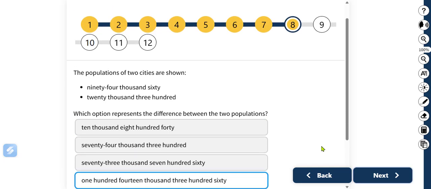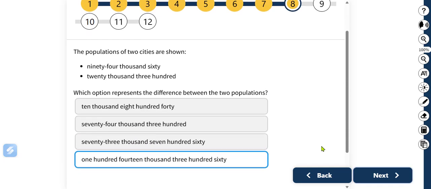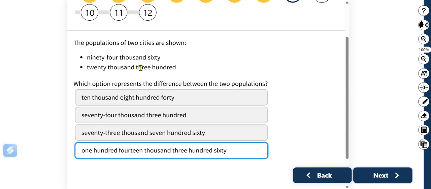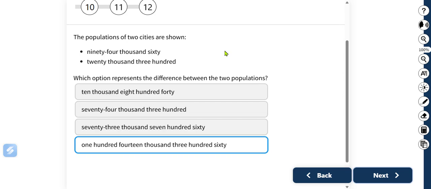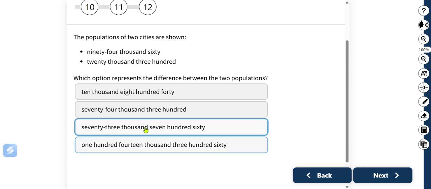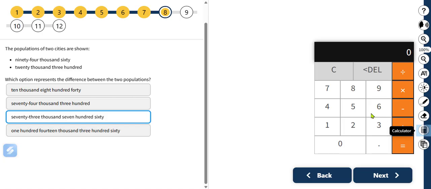Now the question here is, the populations of two cities are shown. One has 94,060 and another has 20,300. So if you subtract 20,300 from 94,060, then you get 73,760. Let's see it in the calculator.